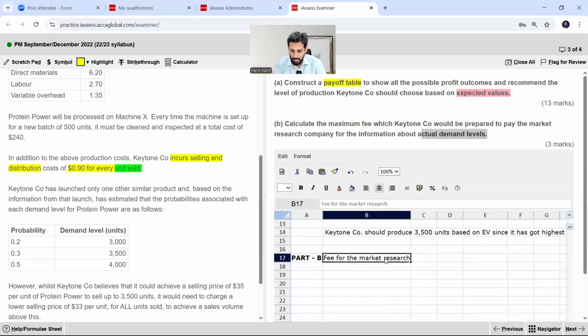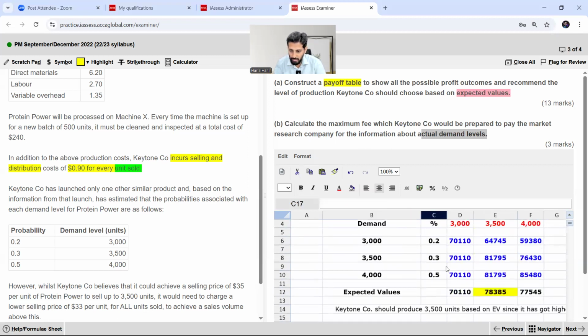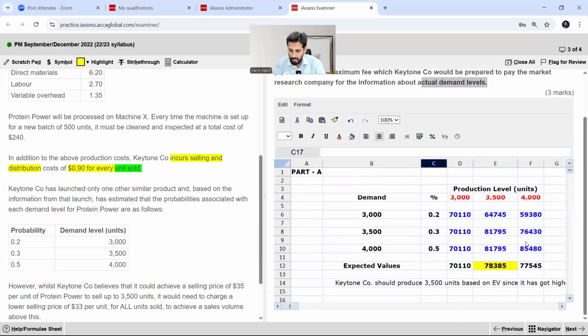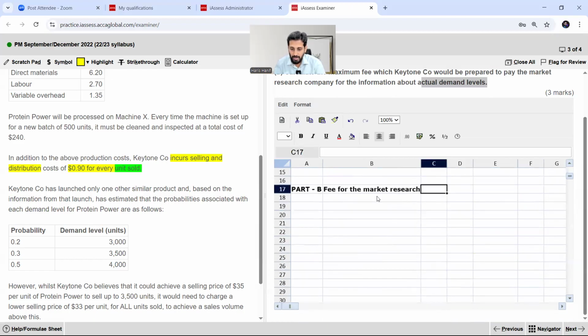This is the fee for the market research, right? So if you can align the cell, no need to worry about it. The above values will be adjusted automatically, right? So, fee for the market research.